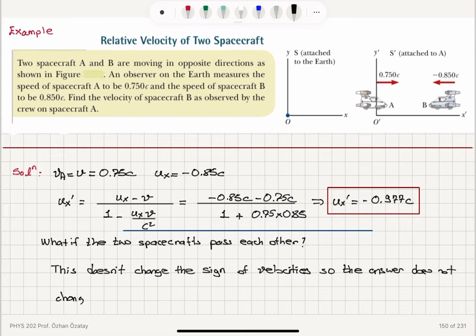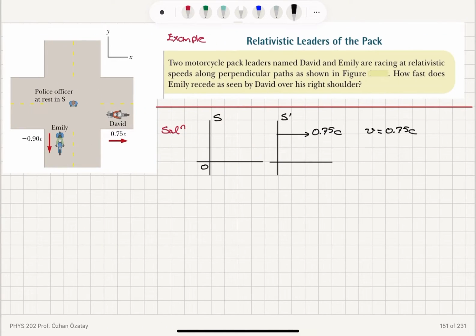Okay, let's look at another example. Relativistic leaders of the pack. Two motorcycle pack leaders named David and Emily are racing at relativistic speeds along perpendicular paths as shown in the figure. David is moving at 0.75 c to the right, Emily is moving at 0.9 c in the downward direction with respect to this police officer at rest in the S reference frame. How fast does Emily recede as seen by David over his right shoulder?